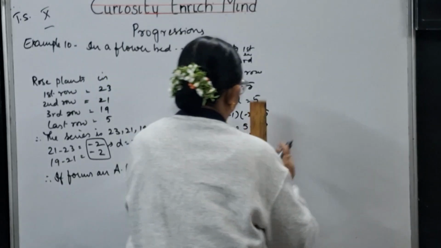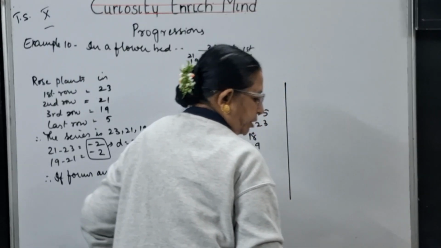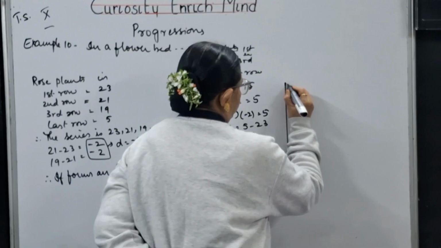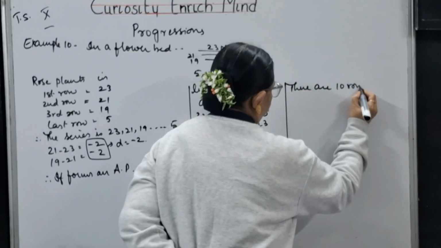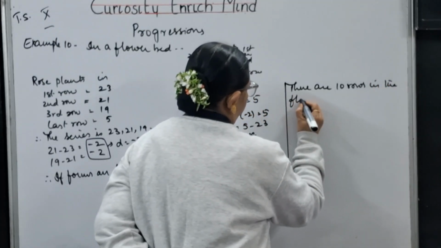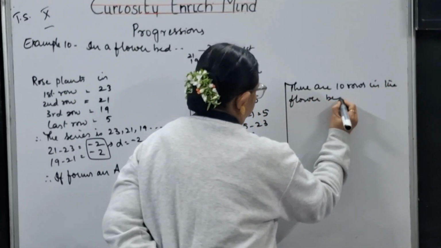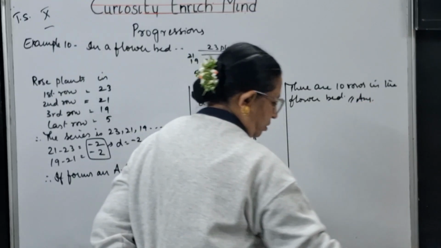So how many rows of rose plants are there? Therefore, the question is, how many rows are there in the flower bed? There are 10 rows in the flower bed. This is the answer, children.